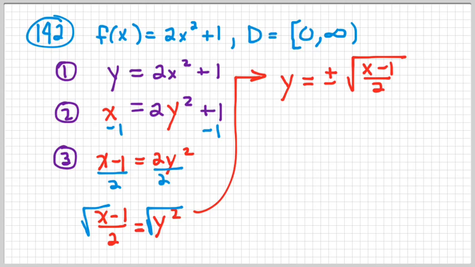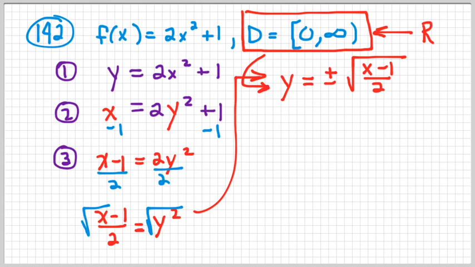Whenever you square root both sides of an equation, you always get plus or minus. However, because of the original statement that our domain was restricted, the domain of the original function becomes the range of the inverse function. And what that means is that the y values that come out of our inverse are only going to be positive numbers. Well, to only get positive numbers out of this inverse, we can only have the plus sign in front of the square root symbol.